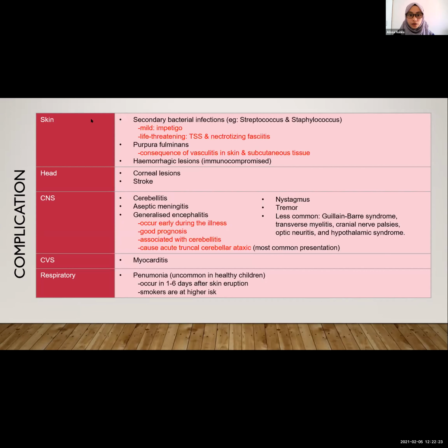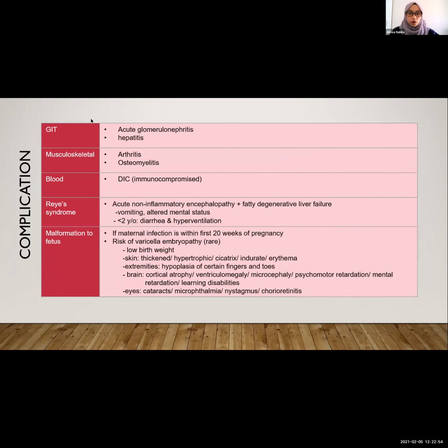For the head, they may get corneal lesions and stroke. For the central nervous system, they may get cerebellitis, aseptic meningitis, and generalized encephalitis. But encephalitis is usually associated with cerebellitis. It has a good prognosis and occurs early during the illness. Usually the most common presentation of this encephalitis is acute truncal cerebellar ataxia. For the cardiovascular system, they may get myocarditis, and respiratory pneumonia. However, it is uncommon in healthy children who get infected with chickenpox, and smokers have a higher risk. And then for the GIT, the patient may have acute glomerulonephritis and hepatitis.